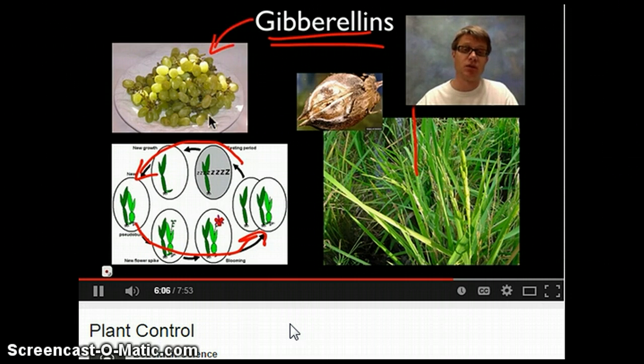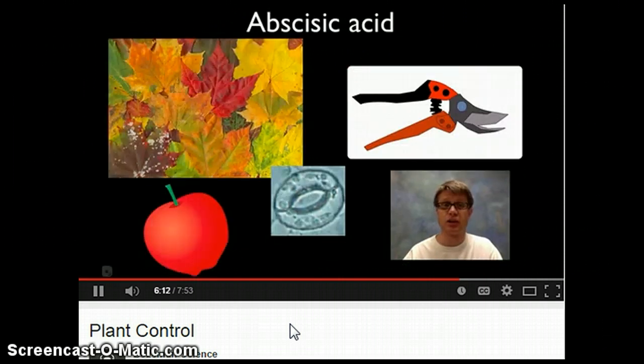Humans have started using gibberellins because we can cause seedless grapes to actually grow really, really quickly just by spreading it on them. Next one is abscisic acid. Abscisic acid, I always remember that as like the scissors, like a garden scissors. Basically what abscisic acid is going to do is it's going to do the opposite of what gibberellins are doing.